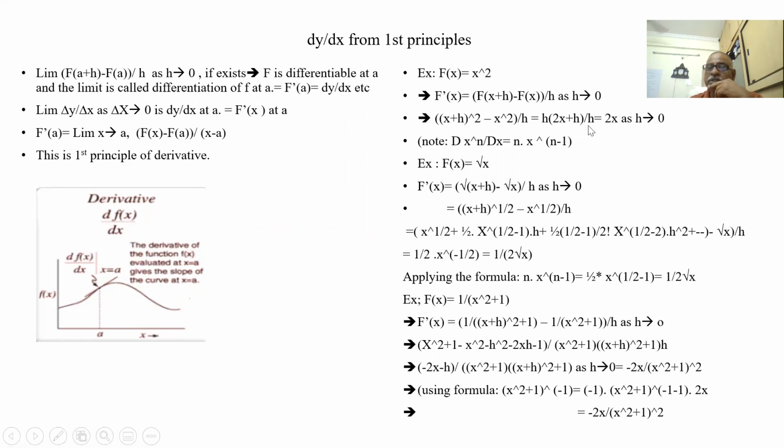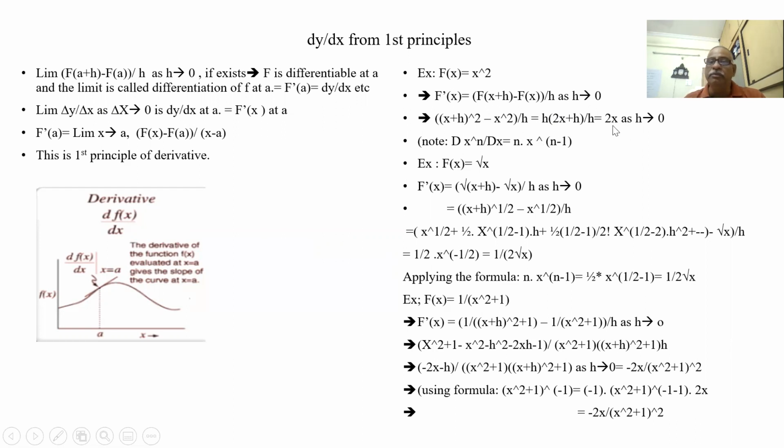H into 2x plus h by h. So h is getting cancelled, so the answer is 2x. That means f dash x is 2 into x. We know d by dx of x to the power of n is n into x to the power of n minus 1. That means 2 into x to the power of 2 minus 1, which is 1. So 2x. So this is a formula. We have converted this type of approach into a formula, and this formula is from fundamentals.